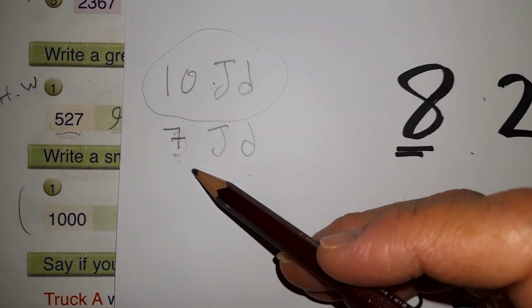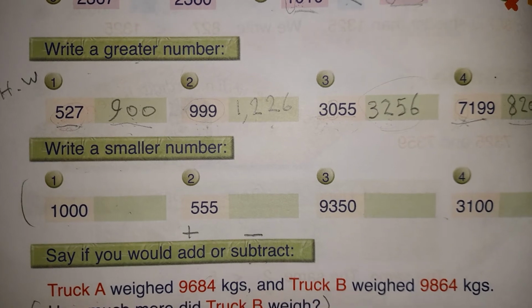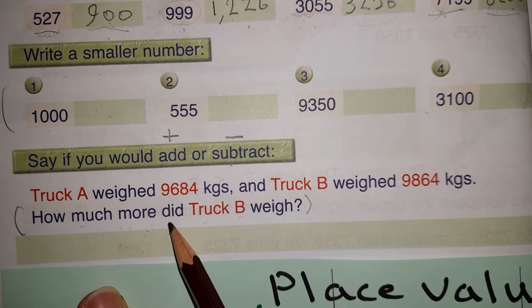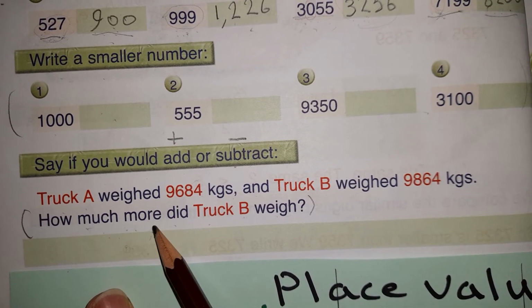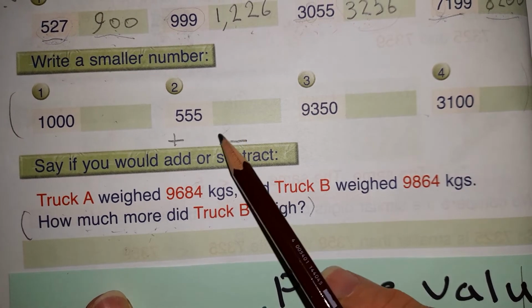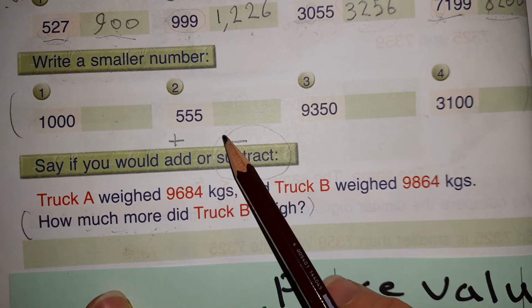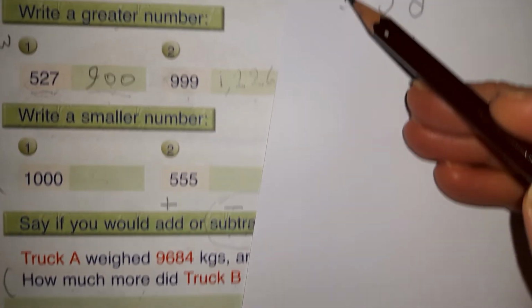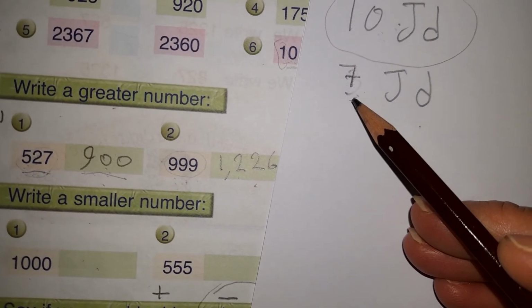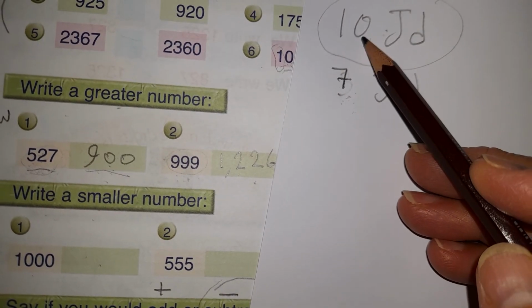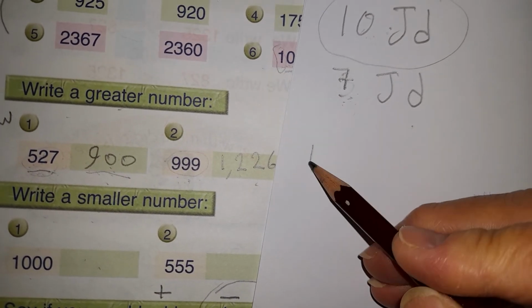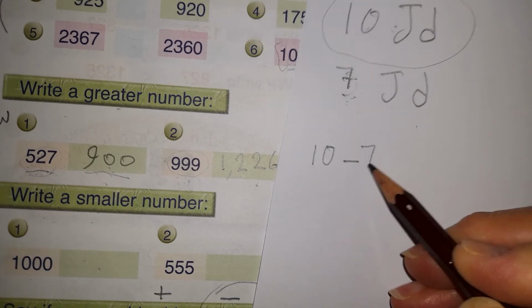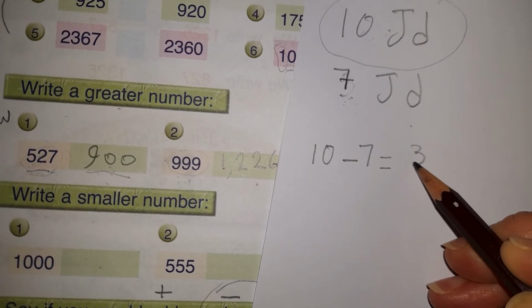If I have a question like that, and in the question they said how many more, or how much more, or how much fewer, what are you going to do? You need to subtract to know how much more you have. انت عندك 10 وهو معه 7 only, so he is less, you are more. To know how much more you have, you need to subtract 10 minus 7 and you will get 3 JD.